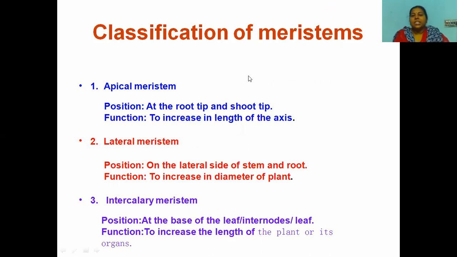Okay. Now let us see the classification of the meristems, just as we have seen in the diagram. Now let us discuss the different points. Apical: the position we will see is at the root tips and the shoot tips. Here you can look at the picture, students.